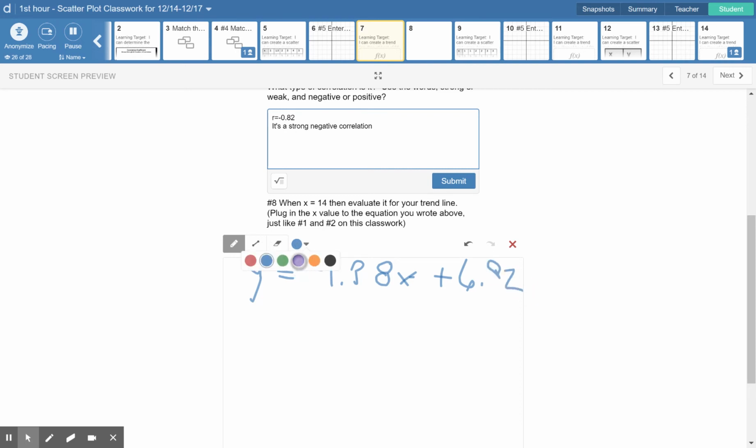Now it says to plug in 14, so I'm going to plug in 14 for my x value. And I'm going to let the calculator do the work for me. Even though it does not say f of x, y is the same thing. So let the calculator do it.